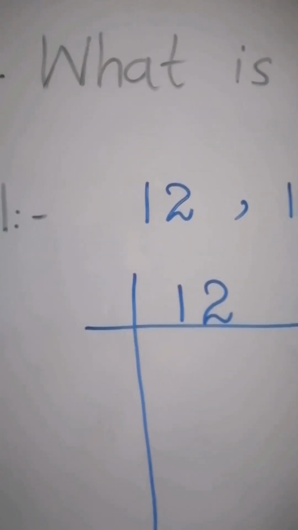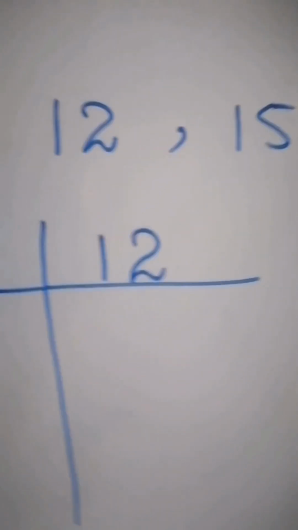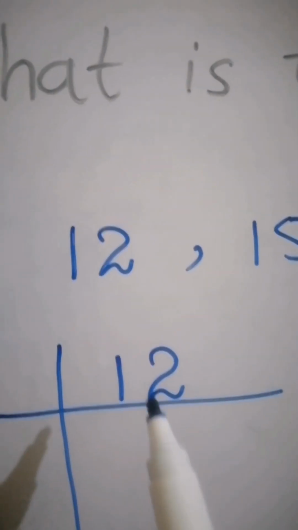And how will we take the LCM? For this, you can see here. First of all, we'll write the question. Solution: 12, 15 and 9. We have these three numbers. And we'll start dividing the number 12 from the first prime number, that is 2.